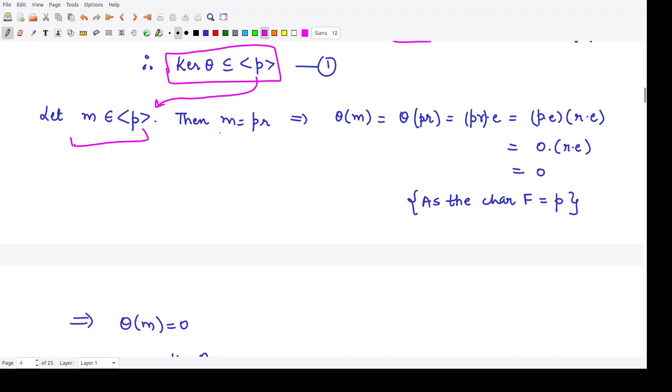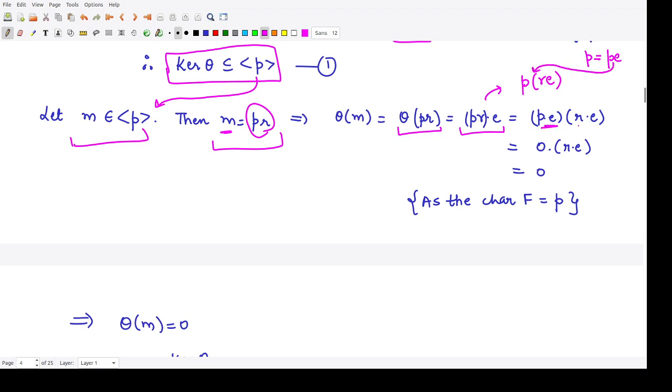So we can write this M to be some multiple of P, so P multiplied by R, where R is some integer. So we can apply theta on both sides. We have theta of M equal to theta of PR, and by definition of theta, this would be equal to PR into E. Again using associativity, we can write this as P into R into E, and because P is equal to P into E, since E is the multiplicative identity, we can write PE instead of P.